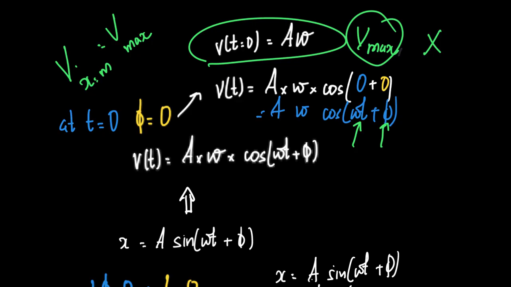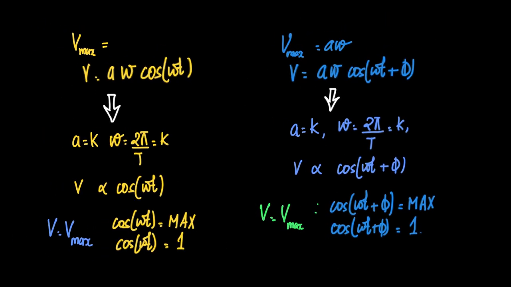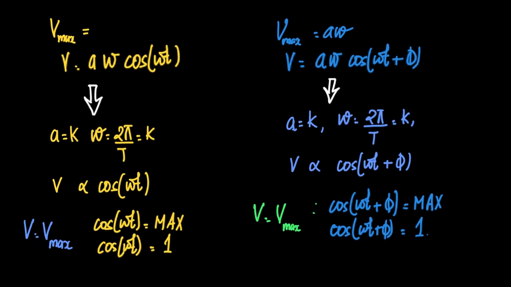So now you might be wondering, if this is not how velocity at a point becomes maximum, then how did we get this expression? To understand that, we'll have to revisit this equation. Vmax, we need to find out Vmax in both cases. V is a omega cos omega t. V is a omega cos omega t plus phi.